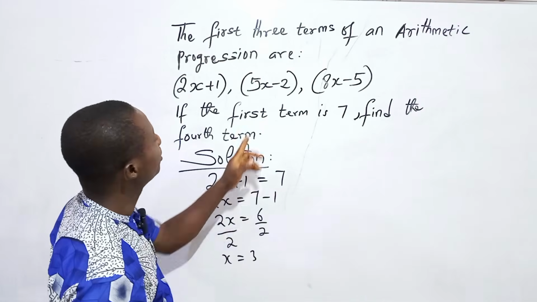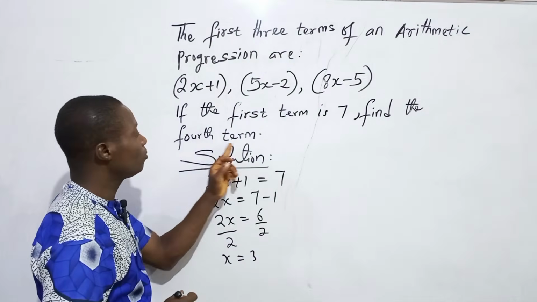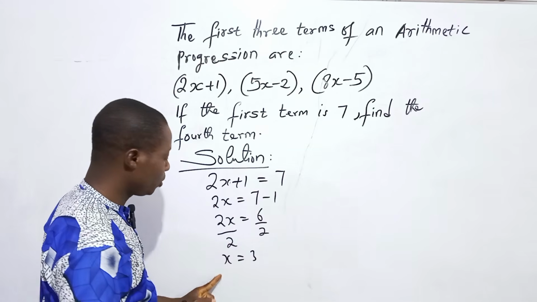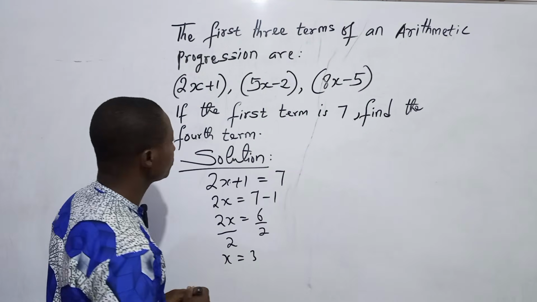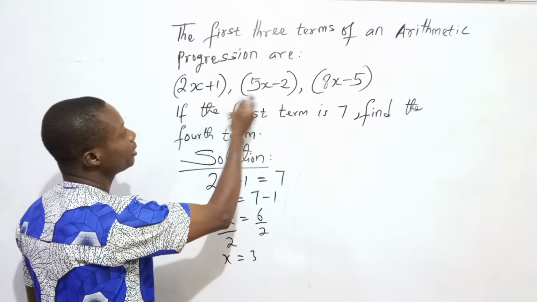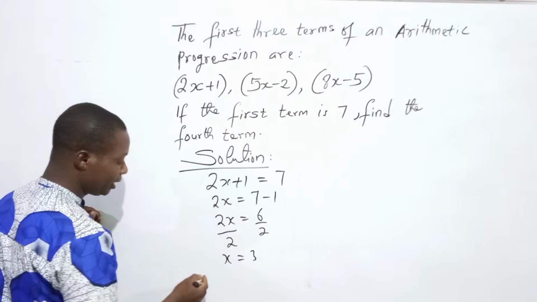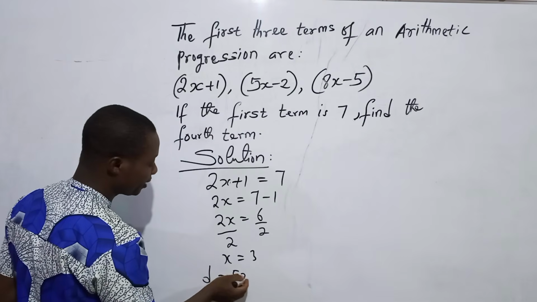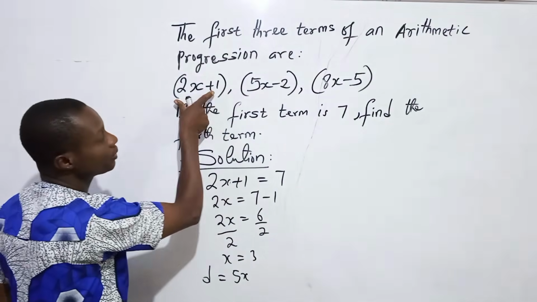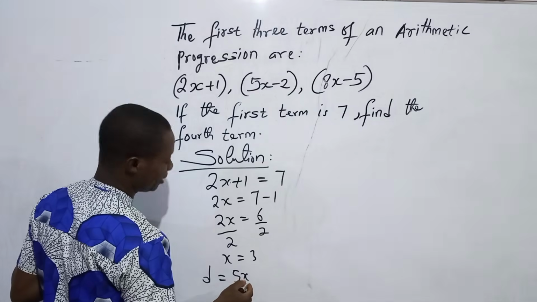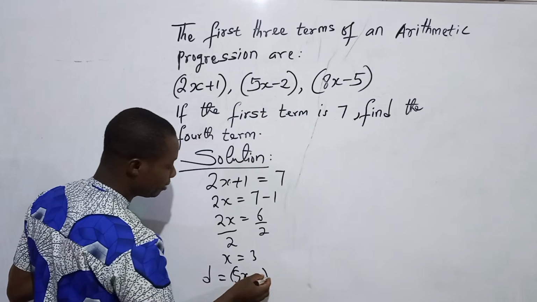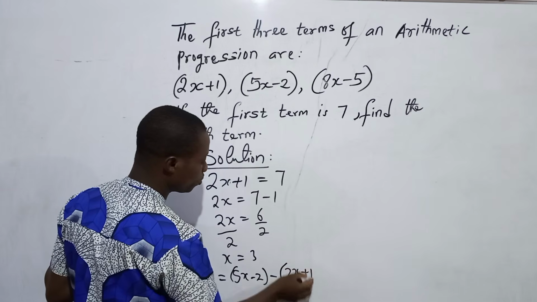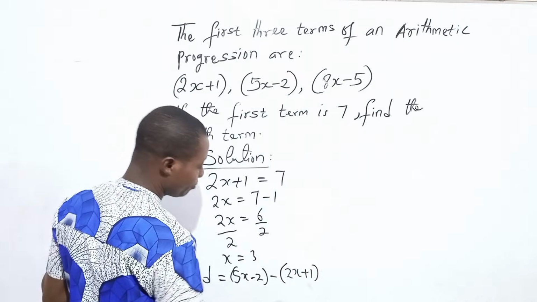We have to look for the fourth term. Now, we can't get the fourth term except you know the first term and the common difference. We already know the value of x, so we substitute into the common difference. What is the common difference? Common difference d is equal to the second term minus the first term. That is 5x minus 2, then minus 2x plus 1, in brackets. So we can use this method.